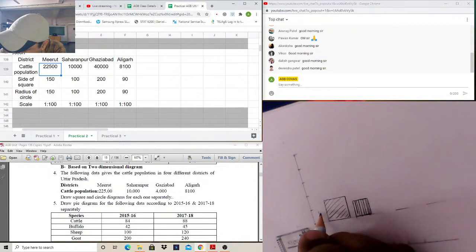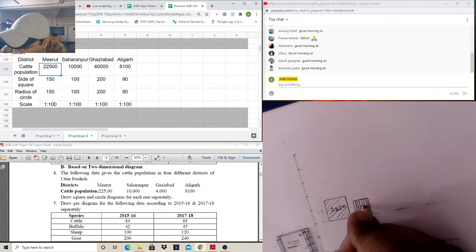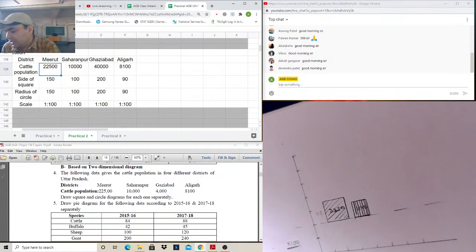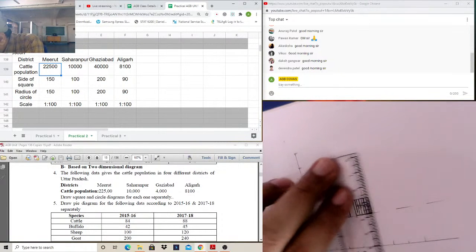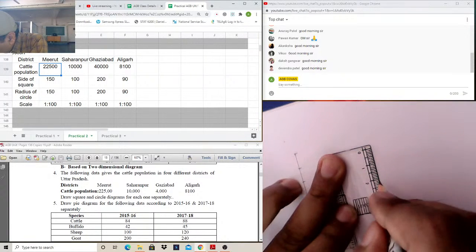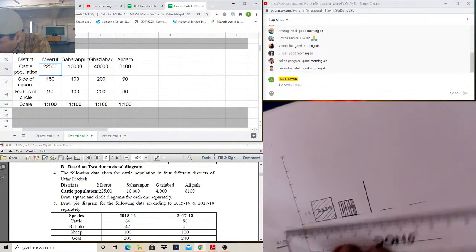That is, this is 1.5 into 100, that is 150. So 150 into 150 is equal to 22500, and here it is 10,000. From these 2D diagrams you can very well compare in terms of area, because it has the length as well as breadth greater than this one. If I take Ghaziabad, it is 40,000, then it will become 2 inches. If I start from here, then this Ghaziabad graph will be something like this.